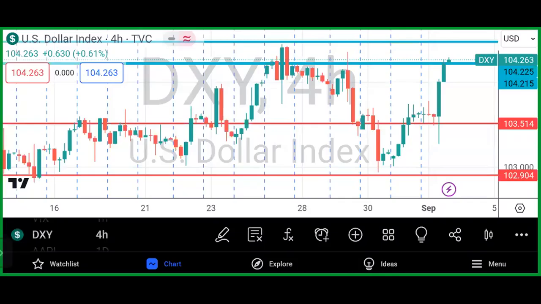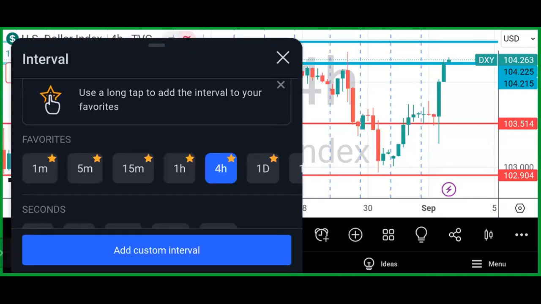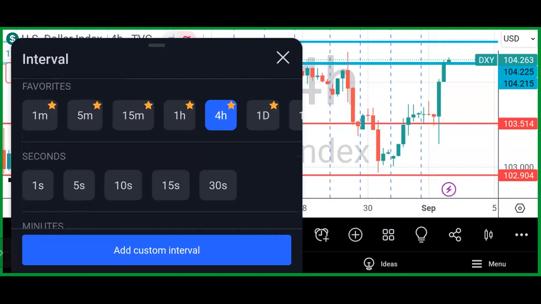Let's start with the monthly time frame, and that's because a new month candle just opened. So we need to start with the monthly time frame.